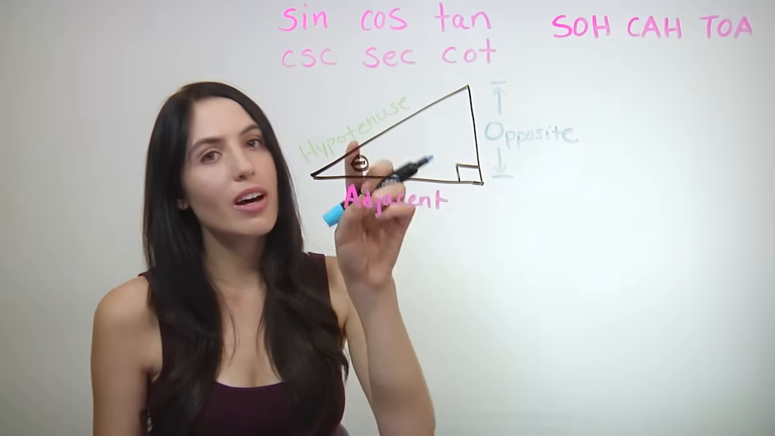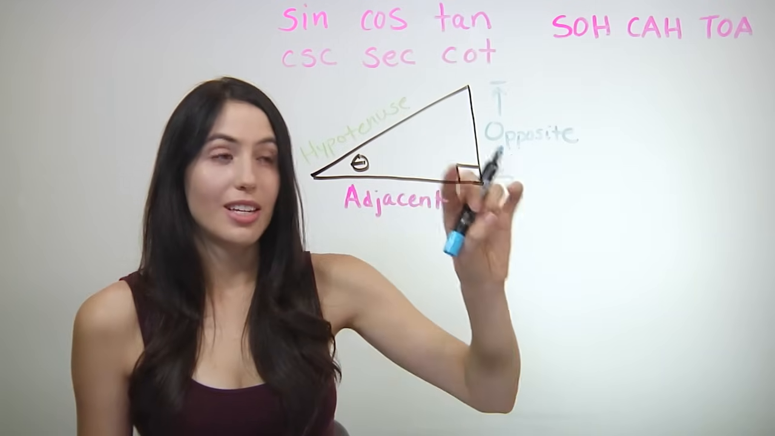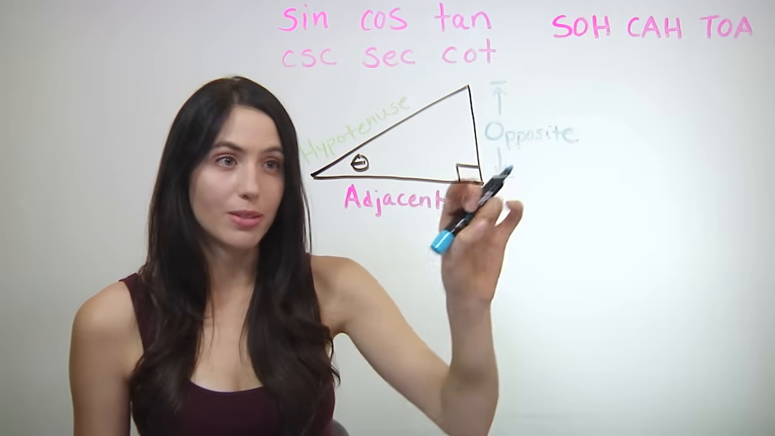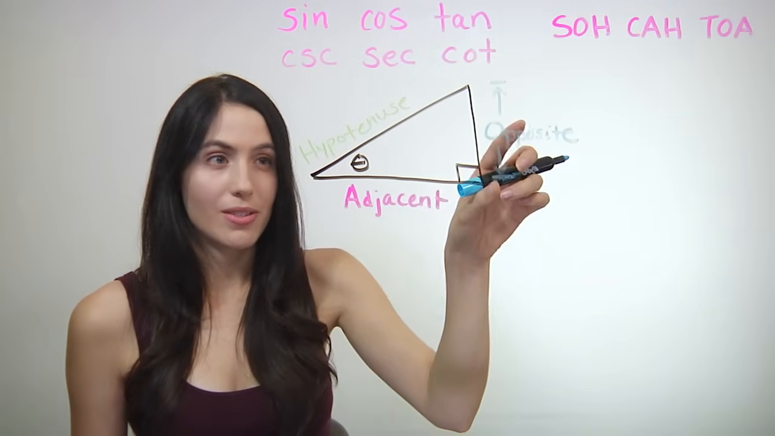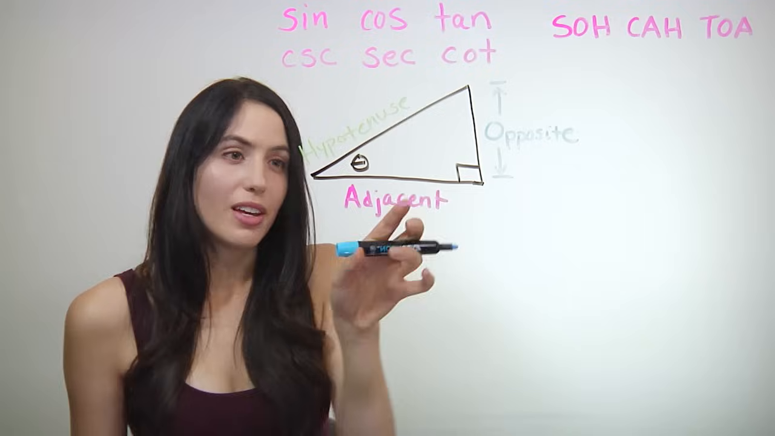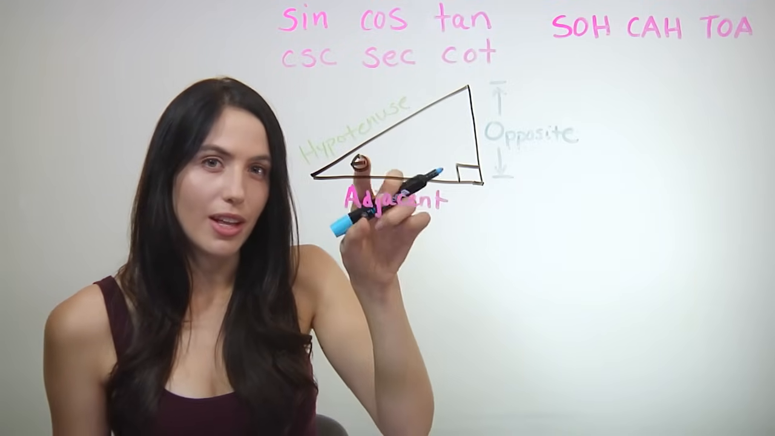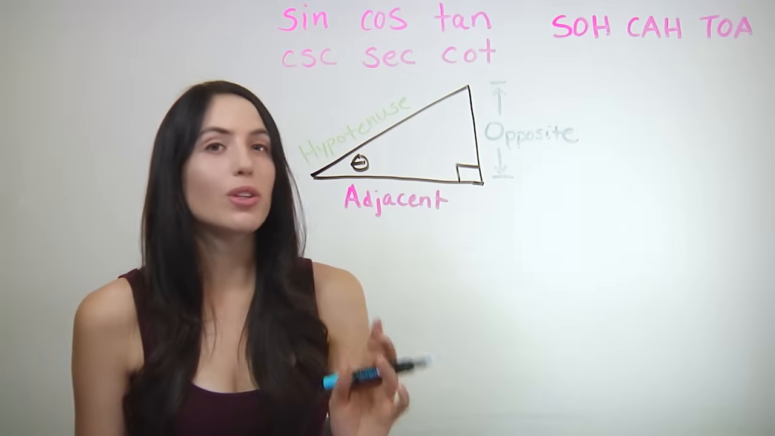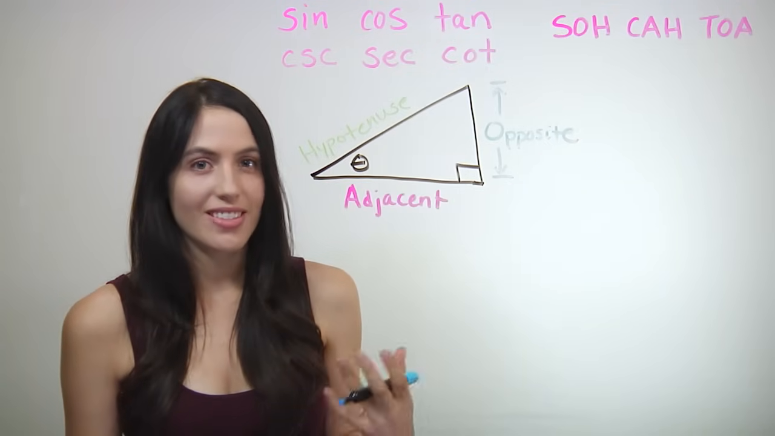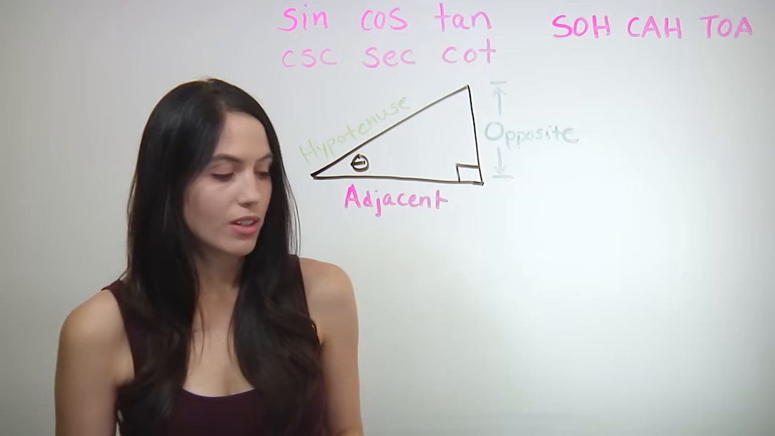So notice that the hypotenuse is immediately opposite the right angle, the opposite side is opposite theta, and then the adjacent side is the other side next to theta that is not the hypotenuse. So you will use those to evaluate sine, cosine, and tangent.